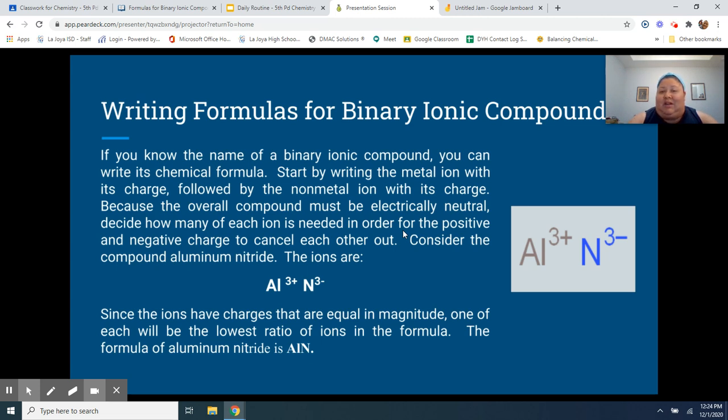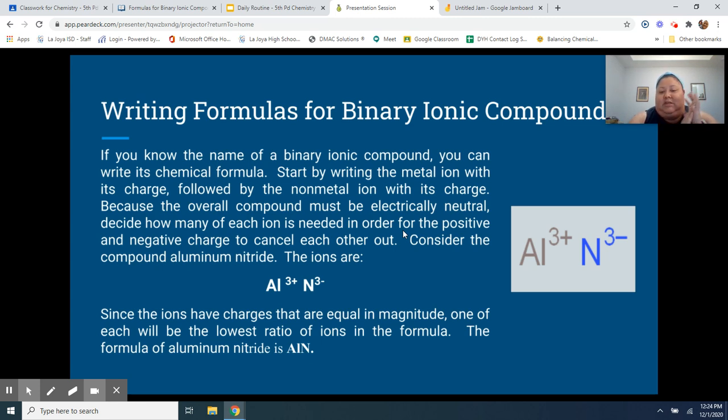Anytime you have a compound, the metal charge and the non-metal charge must equal 0. So if I have a +1 and a -3, how many do I need of the +1 so I can cancel out that -3? Right. If you have 3 times +1, that's going to give you a +3, which will cancel out that -3 and you have 0. This is what we mean.